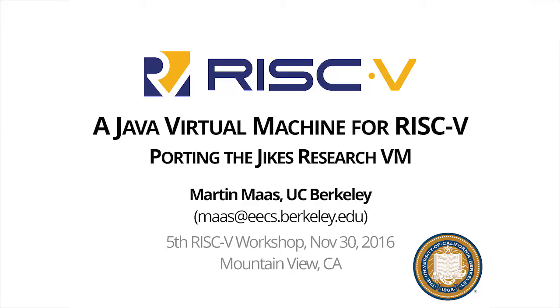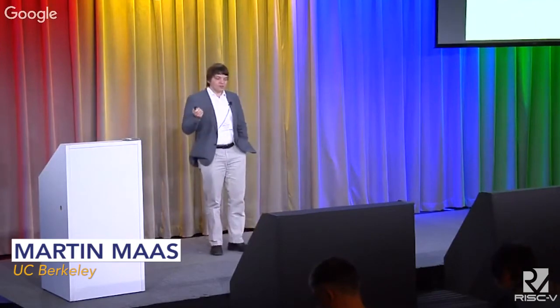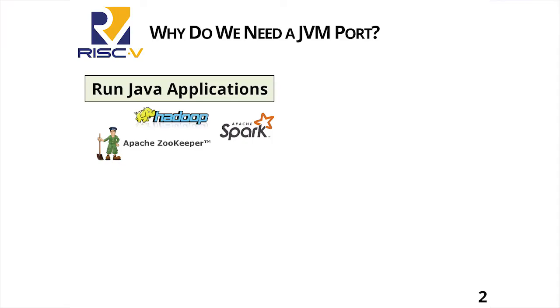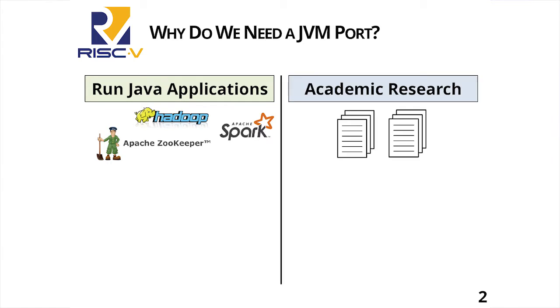And today I would like to tell you a little bit about our efforts to bring a Java virtual machine to RISC-V. So why do we need a JVM for RISC-V? There are essentially two reasons. The first one is the obvious one. There are a lot of Java applications that we'd like to run, including things like Hadoop and Apache Spark. But there's also another reason. We would like to use it for academic research. There's lots of interesting research questions we could answer on, for example, how to do hardware support for managed languages.